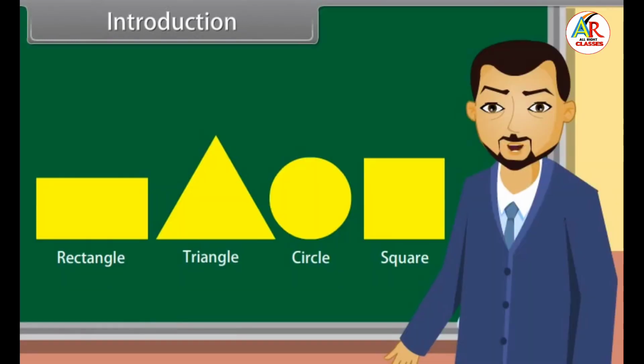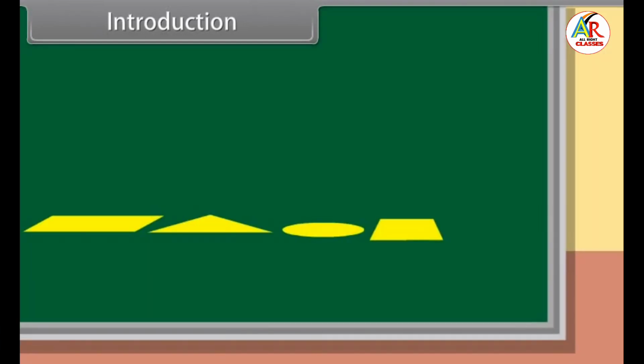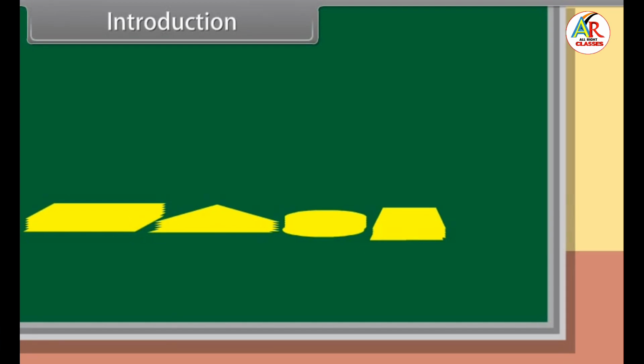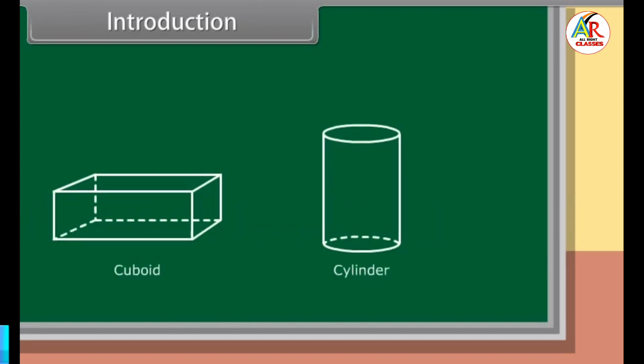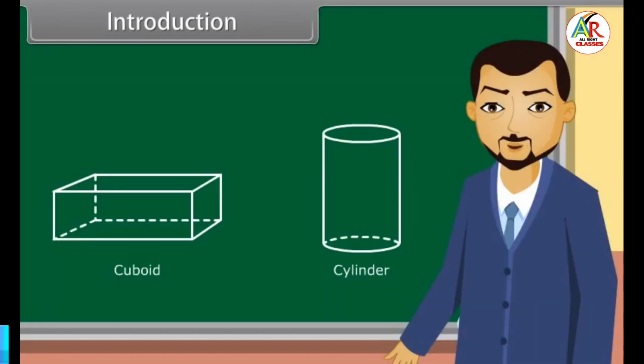You know that all these figures are the plane figures. If we cut out these plane figures of the same shape and size from a cardboard sheet and stack them up in a vertical pile, we shall obtain some solid figures such as a cuboid, a cylinder, etc. Today we will learn to find out the surface areas of these solids.